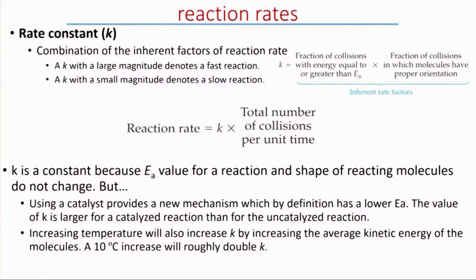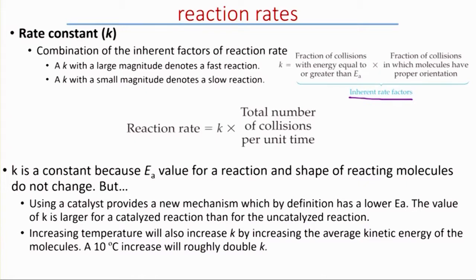All right, here we go. We have now pulled that together, and we can then combine those inherent factors. Those were the two: the fraction of collisions with energy equal to or greater than the activation energy, and the number of collisions with the right orientation. We're going to pull those two together. Those are the inherent factors.